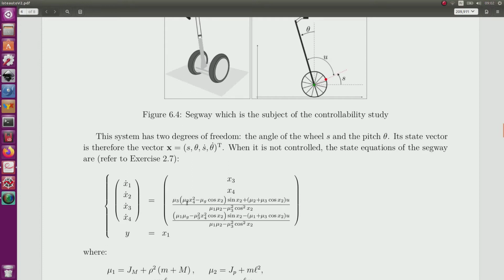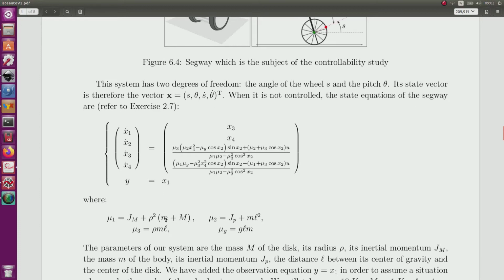So there are some coefficients here, mu1, mu2, and so on, and they are related to the mass and the radius rho of the wheel. Capital M corresponds to the mass of the wheel, small m to the body, rho to the radius of the wheel, Jm and Jp correspond to the angular momentums, L to the distance between the center of the wheel and the center of gravity of the body. So we have some coefficients like this. We know that all these coefficients are positive.